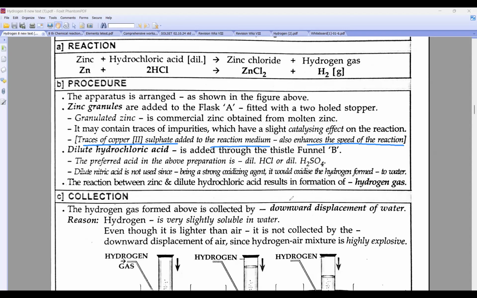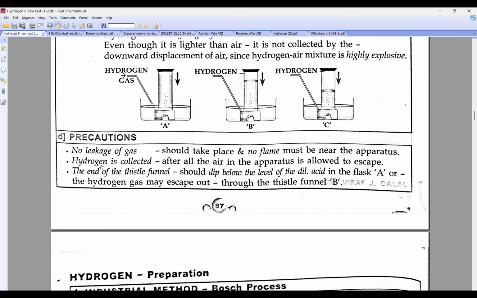What is the method of collection? Downward displacement of water. Why is it not directly collected in air? Because it forms an explosive mixture with air. It is very slightly soluble in water. Now, a diagram-based question can be asked. They will give you a diagram, and these are the precautions. Can you see all these three precautions we did or not?